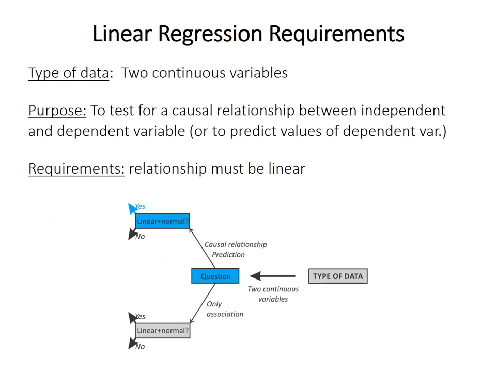So linear regression requires two continuous variables, and as I mentioned earlier, your goal is generally to test for a causal relationship between the independent and the dependent variables, or your goal might be prediction. I'll discuss the assumptions and the requirements in more detail later on, but the most basic requirement is that the relationship that you're looking at must actually be a linear relationship.